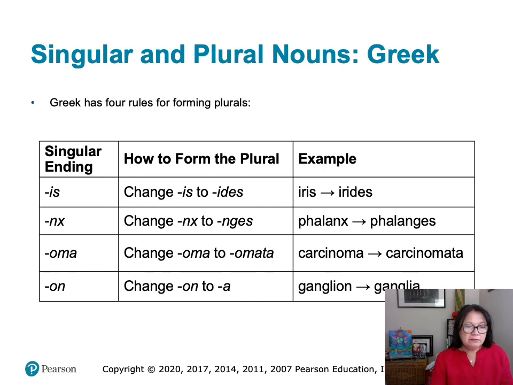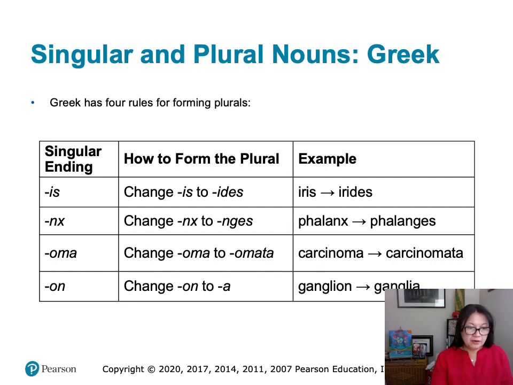But what about medical nouns that are Latin or Greek? Each of these languages had specific rules for how to form plurals, and those rules still apply today. Let's start with Greek, which has 4 rules for forming plural nouns. The ending letters of a Greek singular noun determine which rule applies.